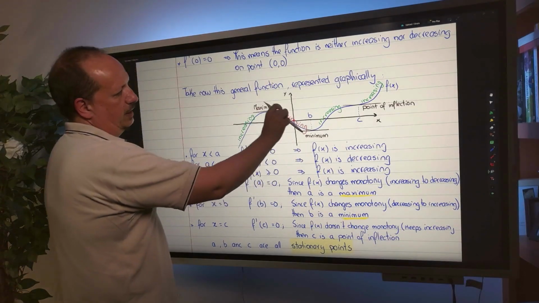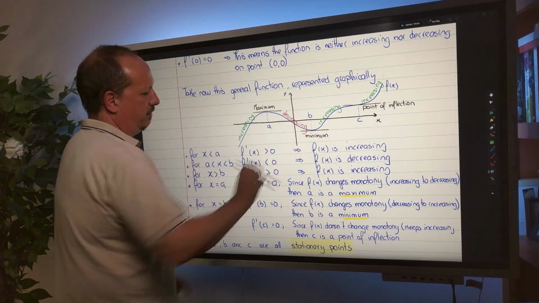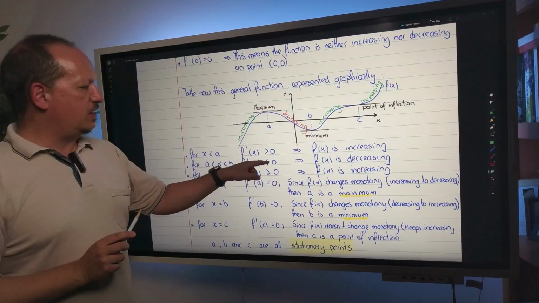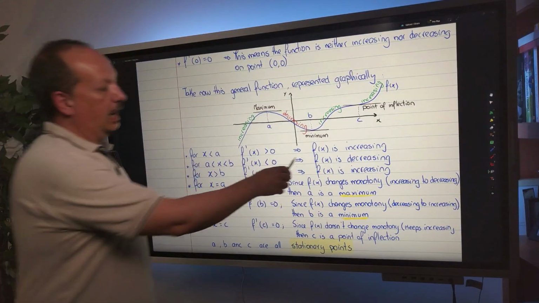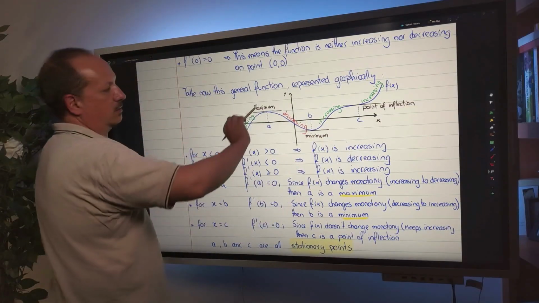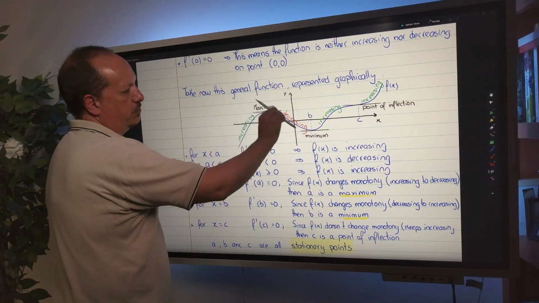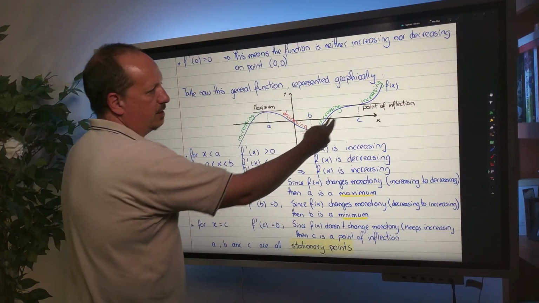In all these values, the gradient is negative. So f dash of x is smaller than 0 for any value of x between a and b. f of x is decreasing. Okay? Before it was increasing, here it is decreasing. What is happening from b until c?